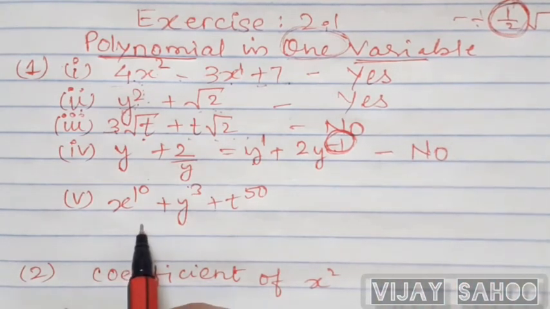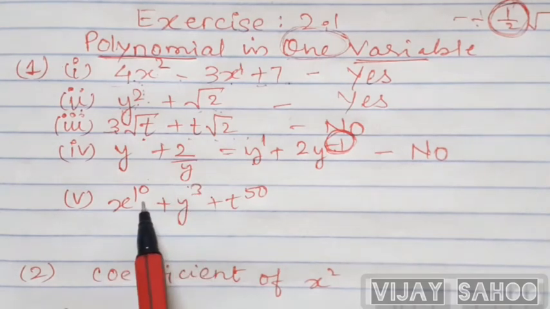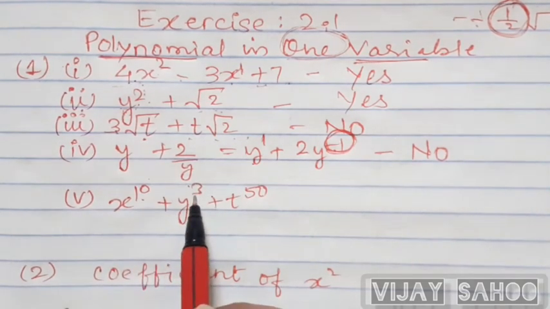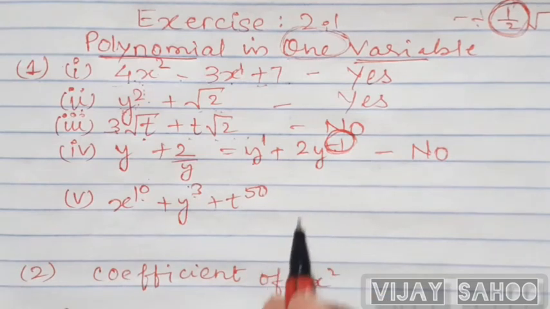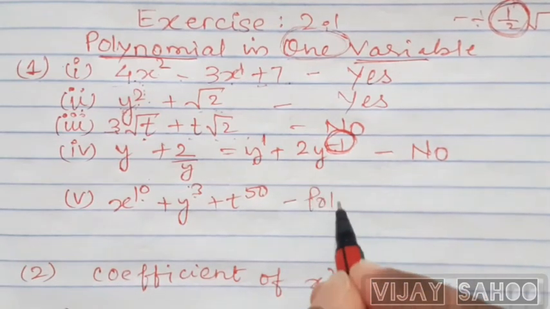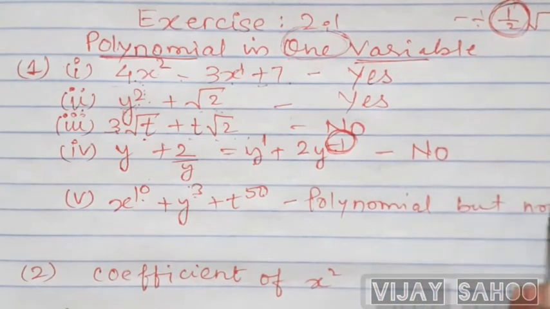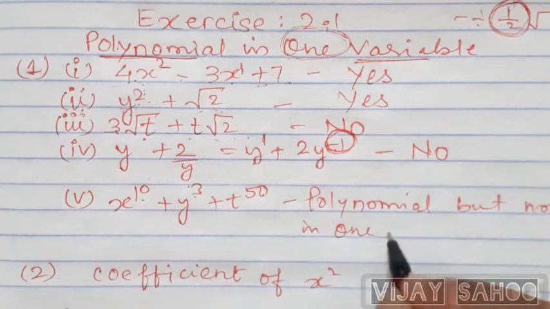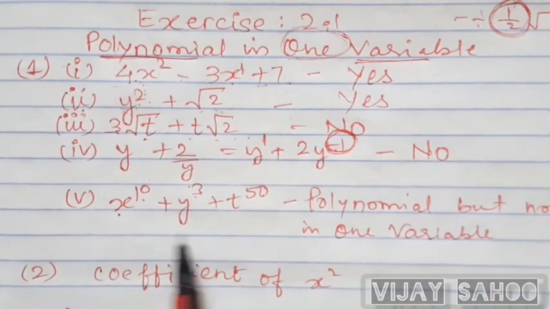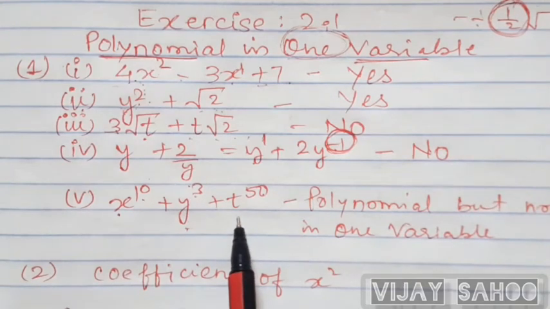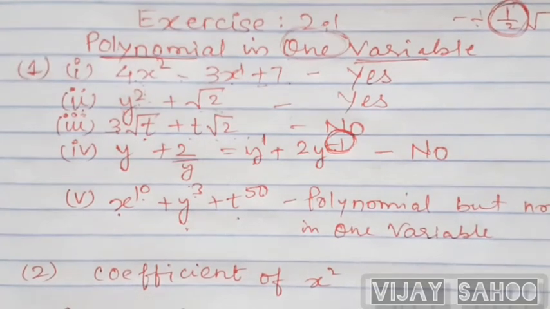Now here first of all we'll see the powers. 10, 3, 50 all are natural numbers. It is a polynomial but not in one variable. Why? क्यों नहीं है one variable में, x भी है, y भी है and t is also there. So there are a total of 3 variables. So we'll consider it a polynomial but not in one variable.